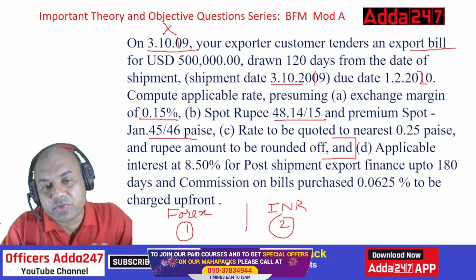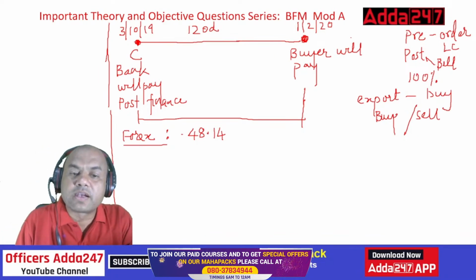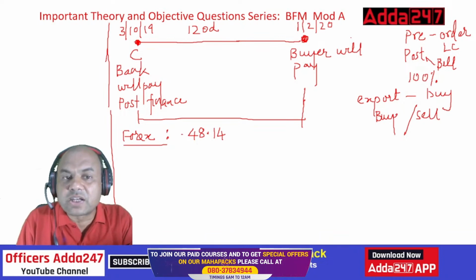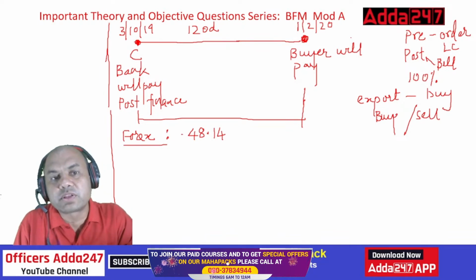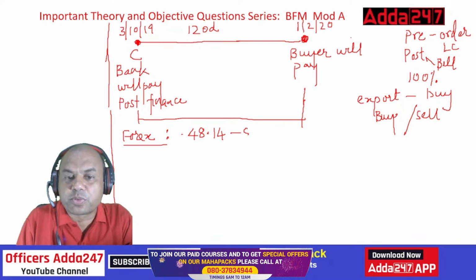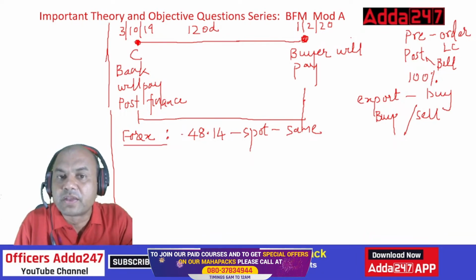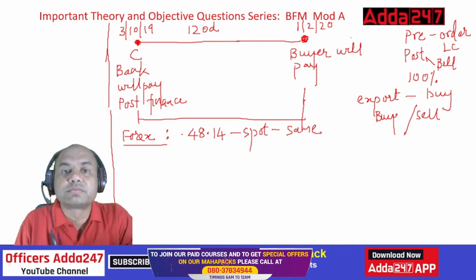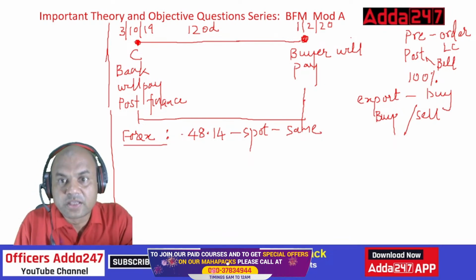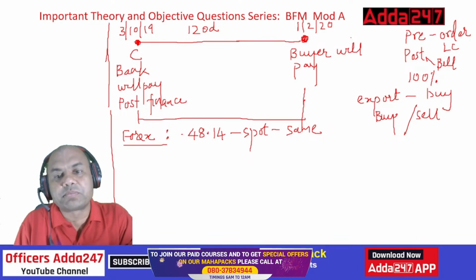Now should I apply this 48.14 only? When is this 48.14 applied? This rate is applied when I am doing this transaction on this date only, 3/10/2019. If I am doing the transaction on the same date, this is known as a spot rate. Spot is always applied on the same day. If this bill was maturing, if this buyer was paying on this day only, today only, then I would have applied the TT rate. Clear? Everyone getting this? If the buyer was paying today only, meaning 3/10/19, then I would have applied this TT rate.